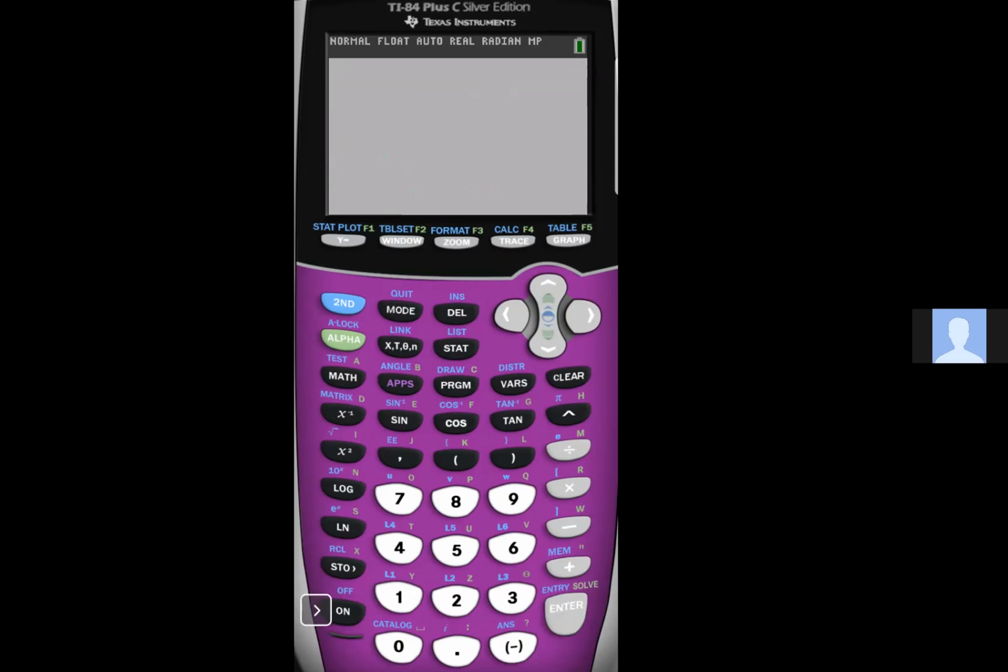And how to use your calculator to get the p-value is by using second VARS, go to distribution, and then go to chi-square CDF. Our lower bound is 199.692, and the upper bound is infinity. Degree of freedom is 5 minus 1, which is 4. So this is our chi-square p-value. Any questions?